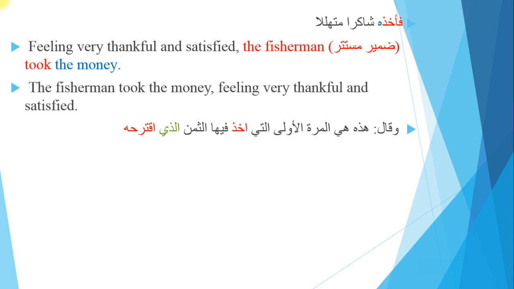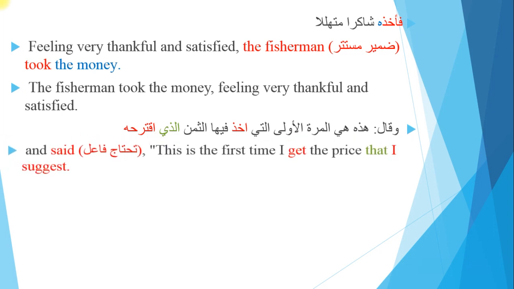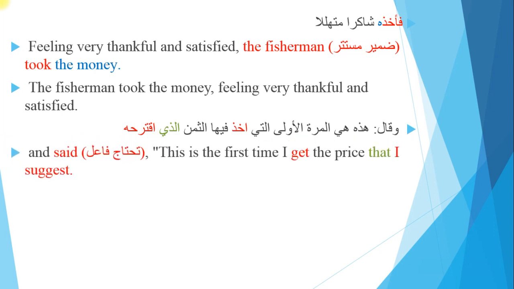وقال هذه المرة الأولى التي آخذ فيها الثمن الذي أقترحه. The translation: وقال, and said. Here I need a subject. From where I will bring the subject, it depends on the first sentence. Even if I use the first version, feeling very thankful and satisfied, the fisherman took the money and said, and continue the sentence. Or to say, the fisherman took the money feeling very thankful and satisfied, and he said.